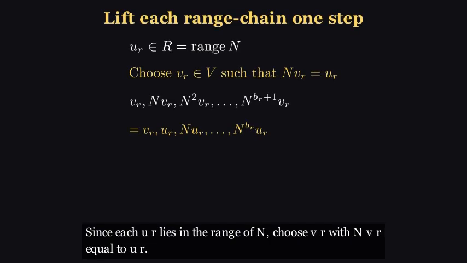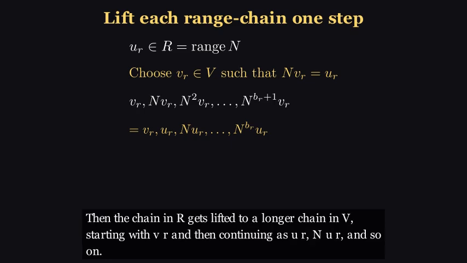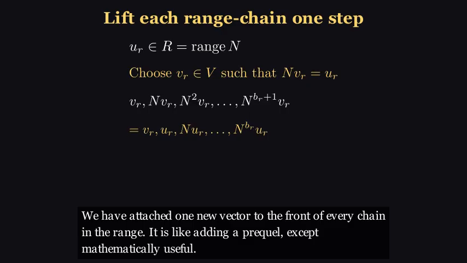Since each u_r lies in the range of N, choose v_r with N v_r equal to u_r. Then the chain in R gets lifted to a longer chain in V, starting with v_r and then continuing as u_r, N u_r, and so on. We have attached one new vector to the front of every chain in the range. It is like adding a prequel, except mathematically useful.